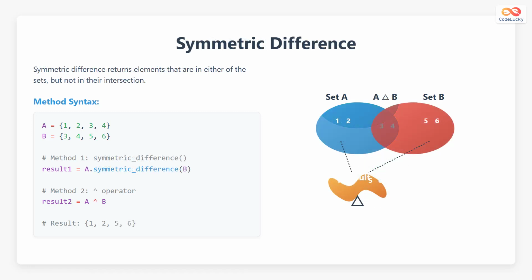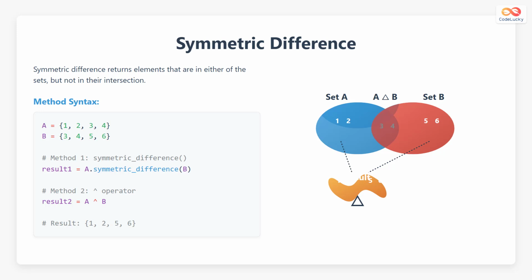The symmetric difference between two sets returns a new set containing all the elements that are in either of the sets, but not in their intersection. The first method to get the symmetric difference between sets is to use the symmetric difference function. Given sets A and B, call the symmetric difference function on set A, passing in set B as its argument.